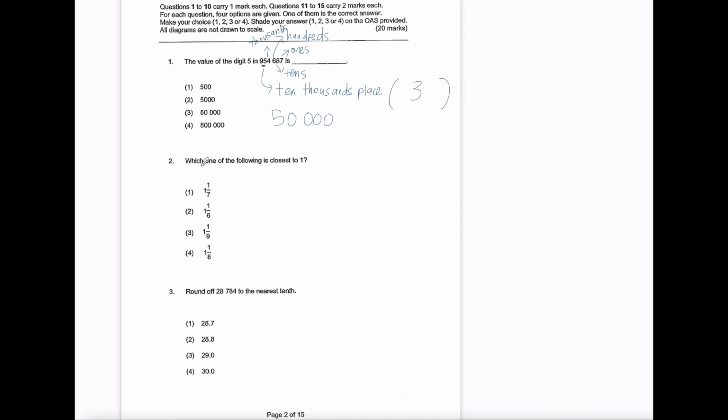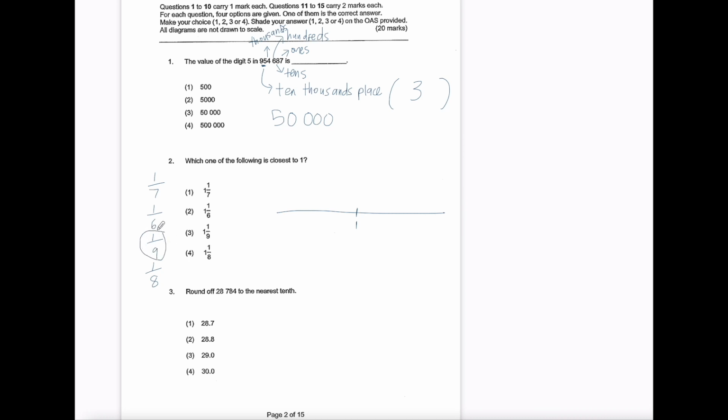So moving on to question 2, which one of the following is the closest to 1? So I have 1 over 7, 1 over 6, 1 over 9, and 1 over 8. In order to be closest to 1, let's say 1 is here. In order to be closest to 1, your value has to be the smallest. So out of 1 over 7, 1 over 6, 1 over 9, and 1 over 8, which one is the smallest? Okay, the smallest will be 1 over 9.